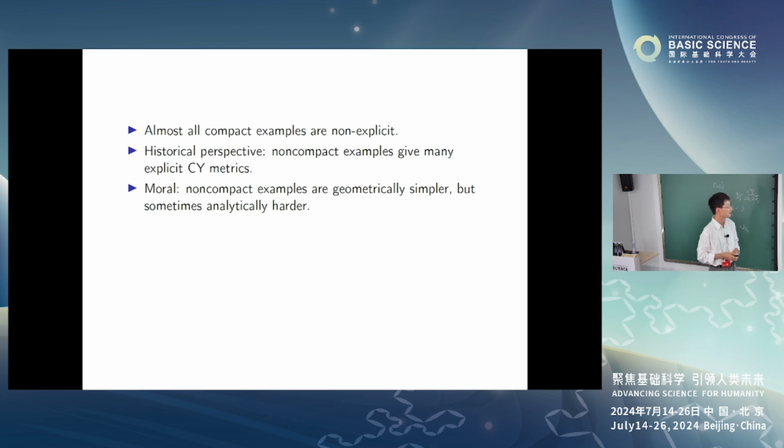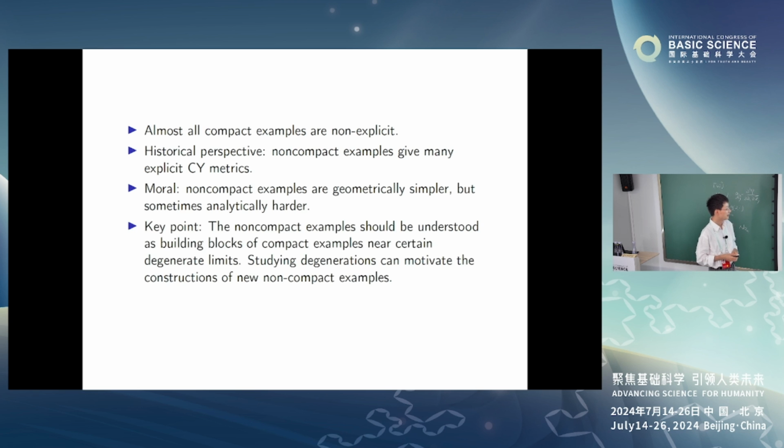Now, one of the main messages of today is that the non-compact examples should be viewed as the building blocks of the compact examples, when the compact examples are close to some degenerate limits. So what do I mean by degenerate limits? Yau's result tells you that the Calabi-Yau metric essentially depends on two pieces of data. One is the Kähler class, the other is the complex structure.